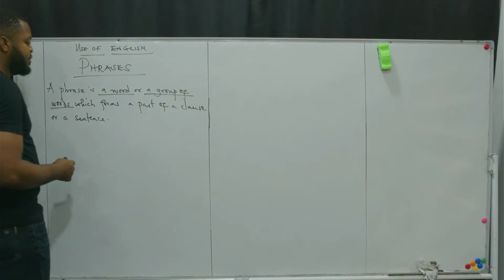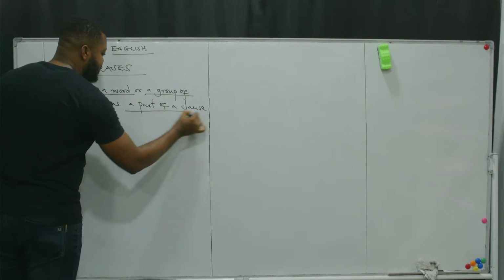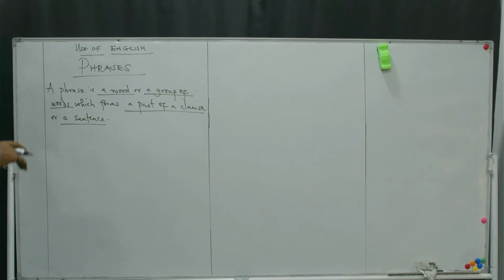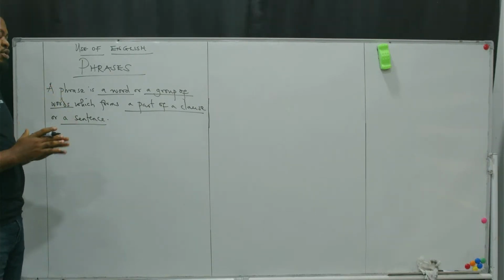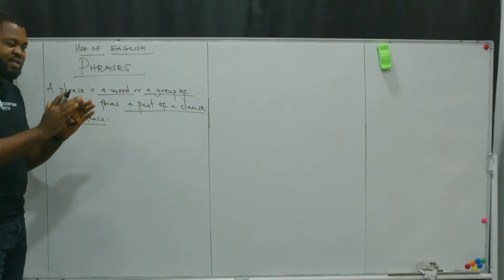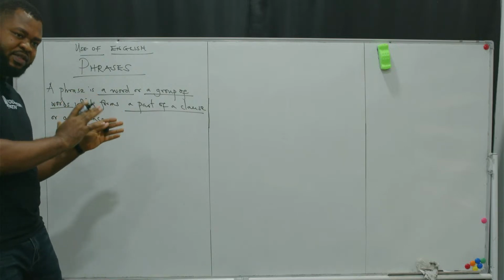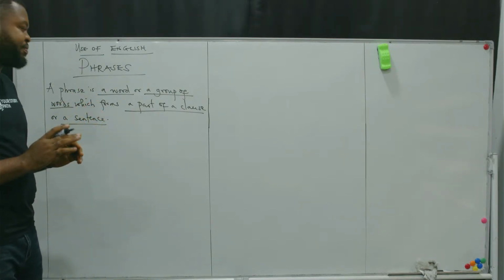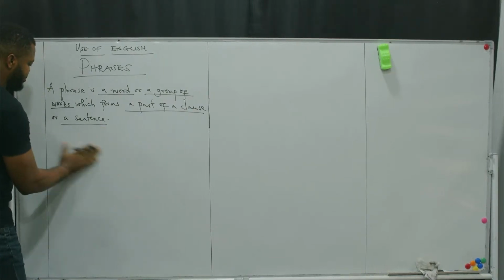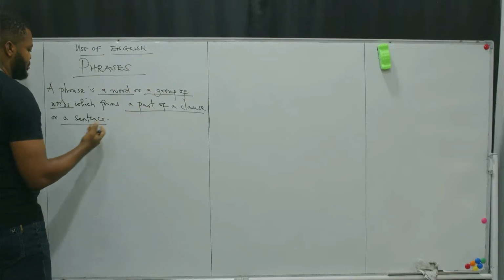Next one, which forms a part of a clause. So a phrase will form a part of a clause or a sentence. It's just a part, like a section of a clause, not the totality, just a section of a clause or just a part of a sentence. Do you understand? Now, let's continue.